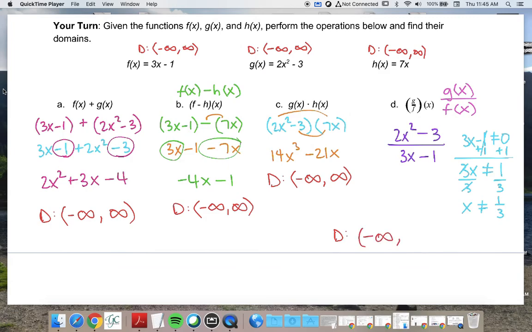So this is going to be -infinity to 1/3. We can't touch 1/3 because it can't be equal to 1/3, so we're going to put parentheses around it. And then we'll pick back up on the other side of 1/3, and we'll continue to positive infinity.